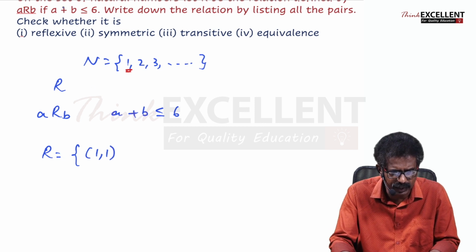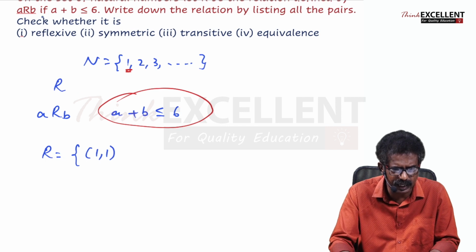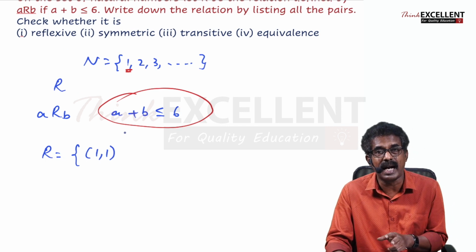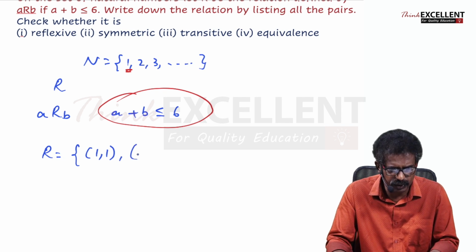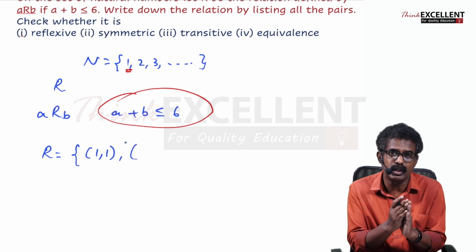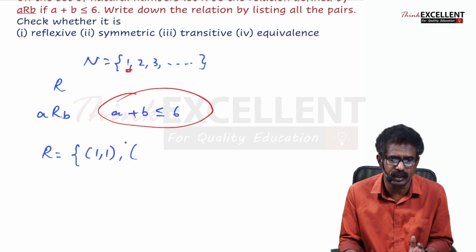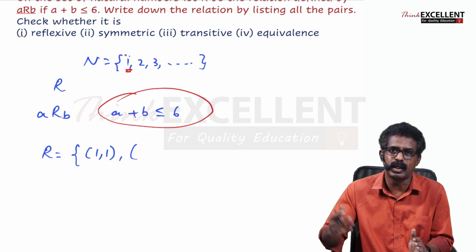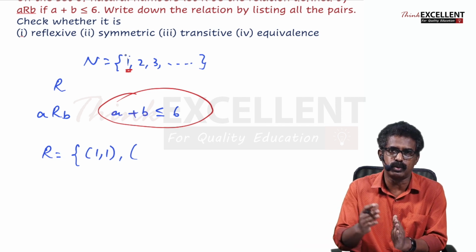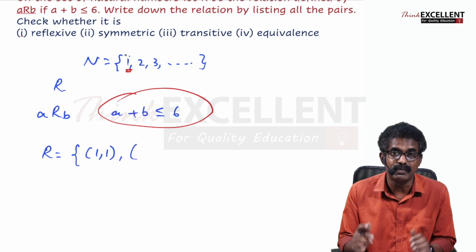You check whether it satisfies this condition. What's the condition? A plus B less than or equal to 6. 1 plus 1 is what? 2. 2 is less than 6, yes. Then you take 1, 2. So once you start with 1, you go in some pattern. Otherwise, sometimes you may leave some terms, right? So once you start with 1, 1, 1, 1, 2, 1, 3, 1, 4, like that you go. Then you start with 2, 2, 1, 2, 2, 2, 3, 3, 1, 3, 2, 3, 3. Then you won't leave anything, okay?